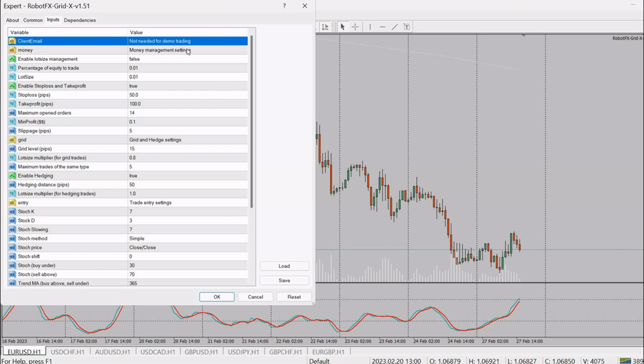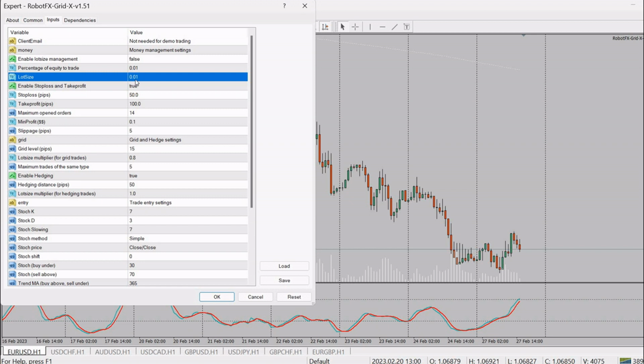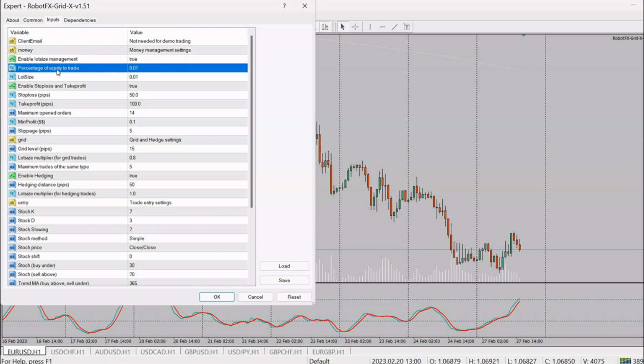Next in the settings, we have the money management settings. We start with enabling or disabling the lot size management. If it is set to false, the expert advisor will use the lot size as a fixed value that you enter here, in this case 0.01, one cent per lot size. If, however, you want to use money management, set this to true, and the expert advisor will use this value, percentage of equity to trade, to determine the lot size. 0.01 is probably too much. Again, it depends on how much money you have and how much you are willing to lose, as Forex trading works.